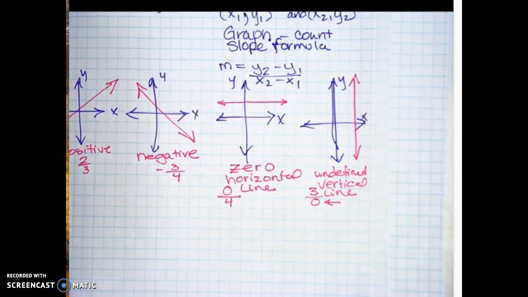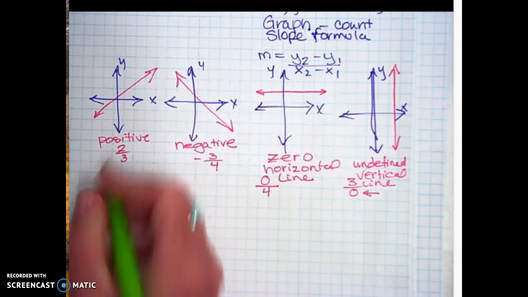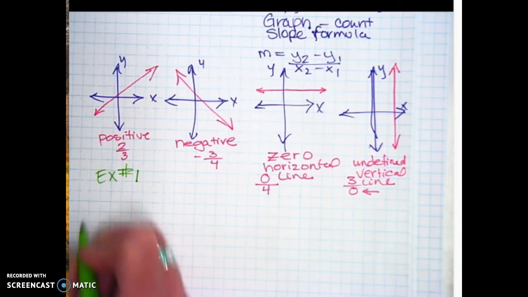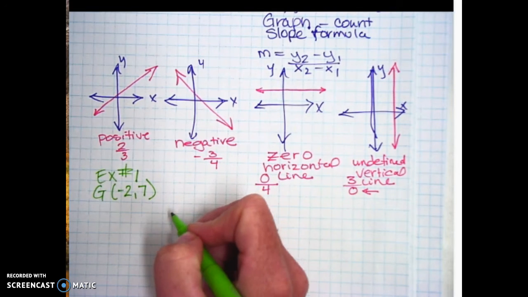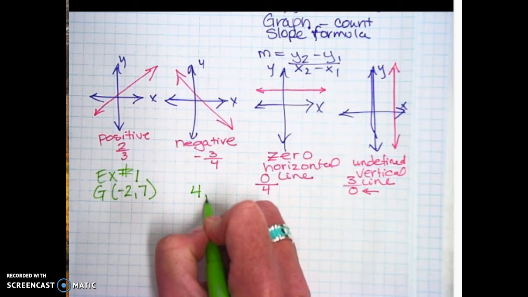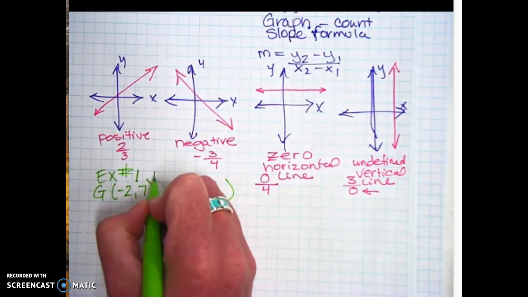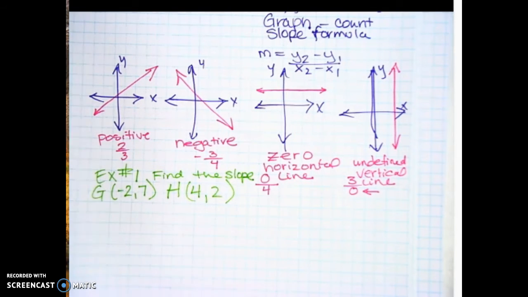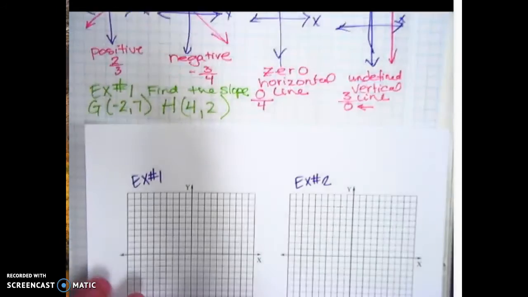Okay? All right, so let's graph given 2 points and see if we can figure out the slope. So example number 1, I'm going to give you 2 points. The first one is at -2, 7. We'll call it G. And the second one is at 4, 2. We'll call it H. We need to find the slope. All right, so we're going to do it 2 ways. First way, we're going to graph it.